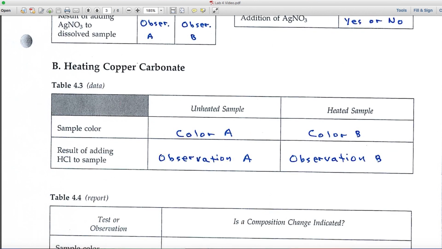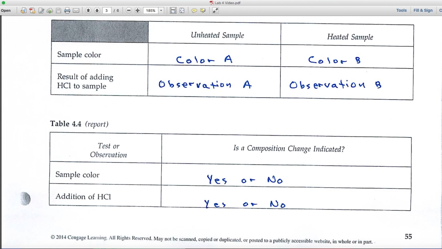Here we're heating copper carbonate, and we're testing the untreated sample and the heated sample in two different ways. Again, we're looking at sample color, and we're looking at what happens when we add hydrochloric acid to the samples. Again, you'll be comparing color A and color B. I'm going to scroll down just a little more.